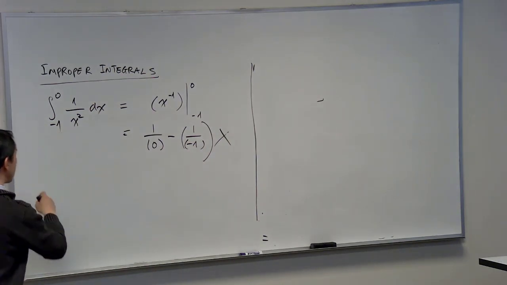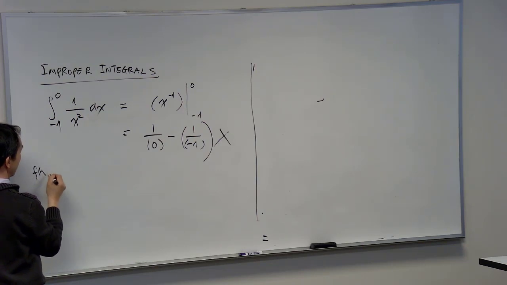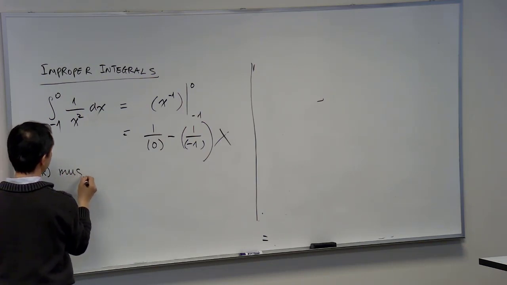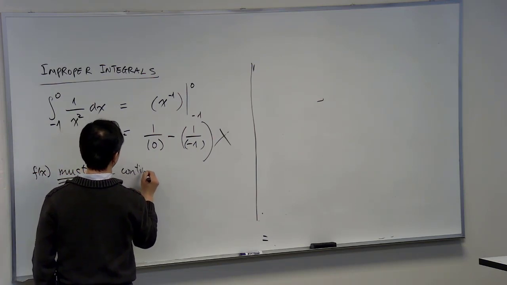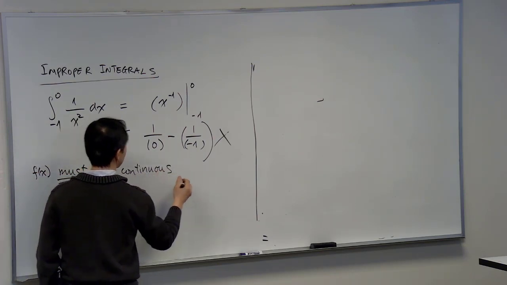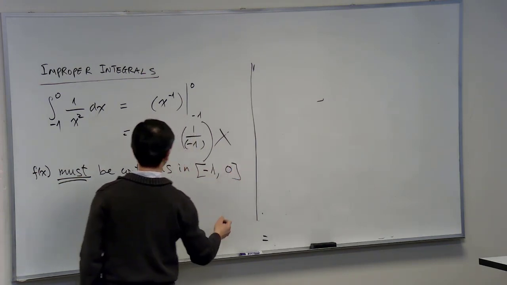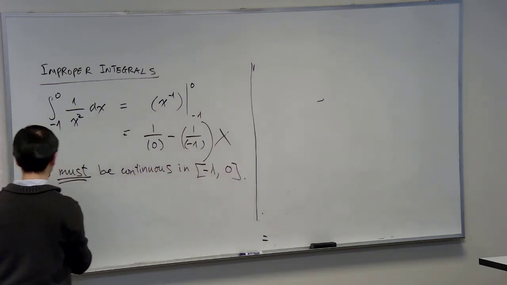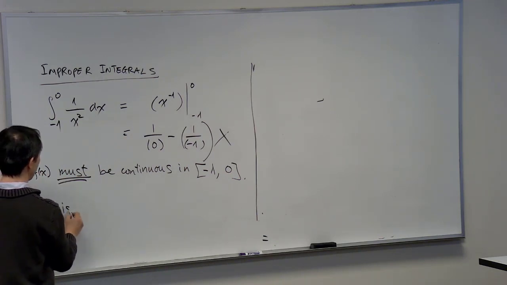Because the requirement here, in order to use the fundamental theorem, is that the function f of x must be continuous in the interval from -1 to 0. But unfortunately, for this case f is not. f of x right here is undefined.